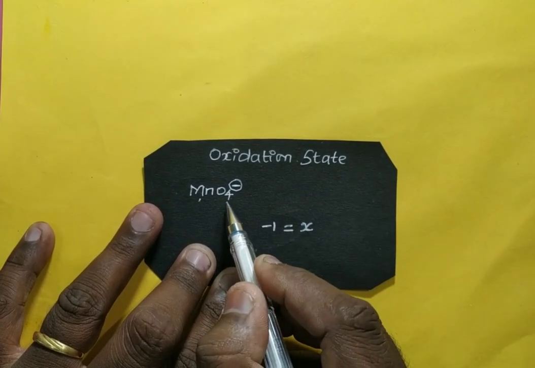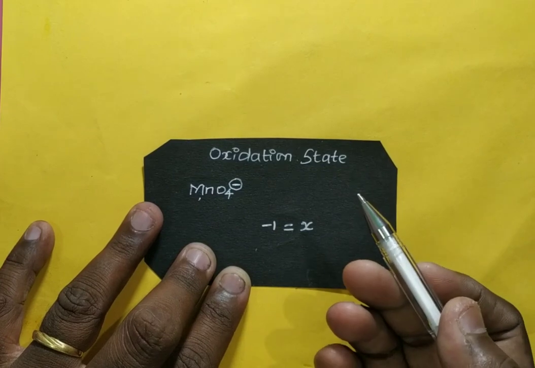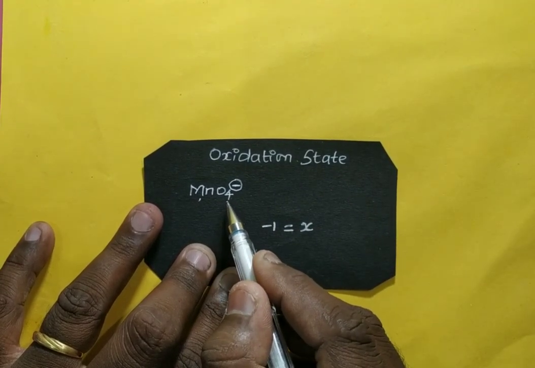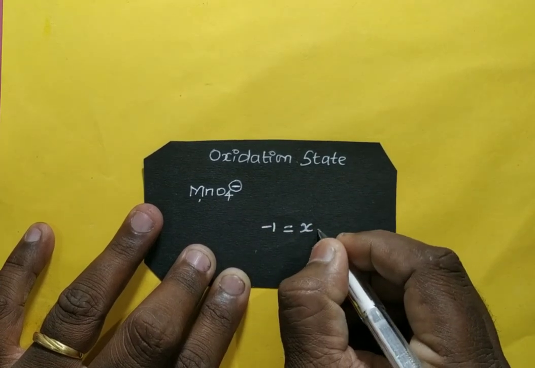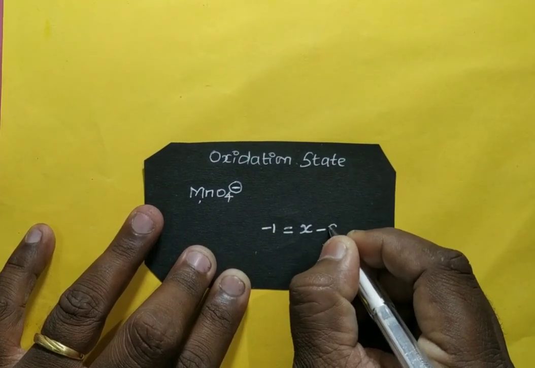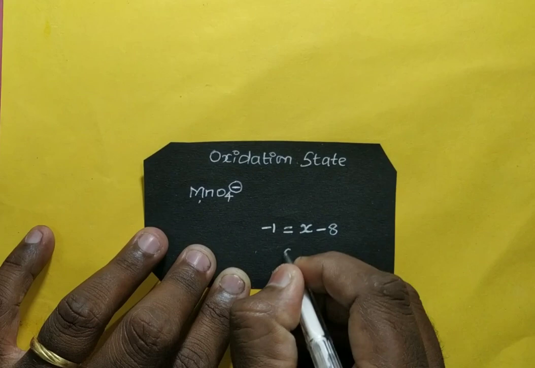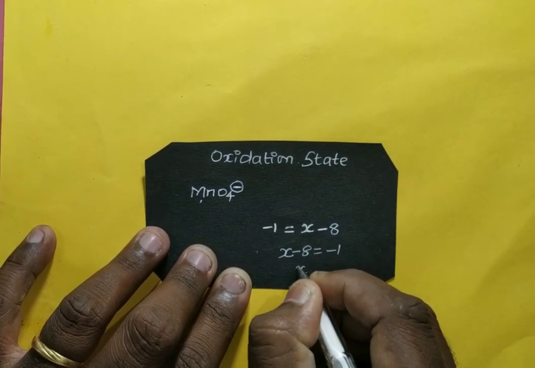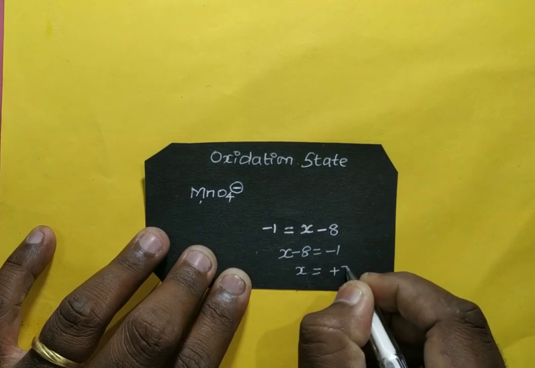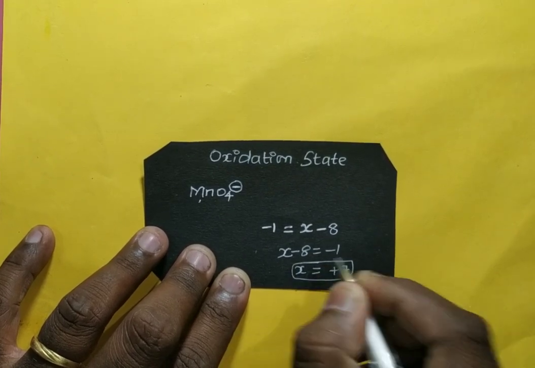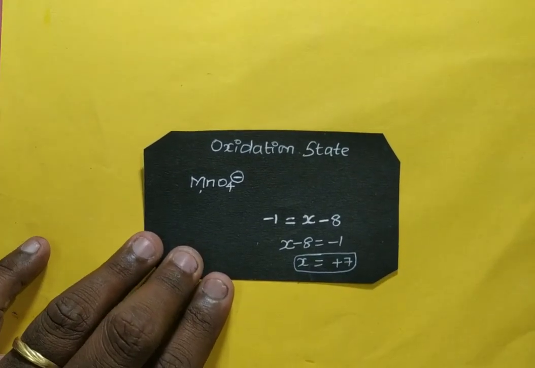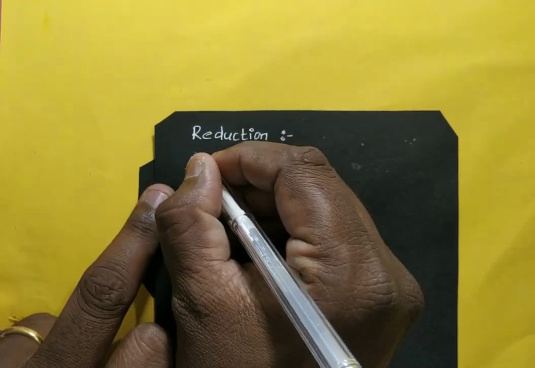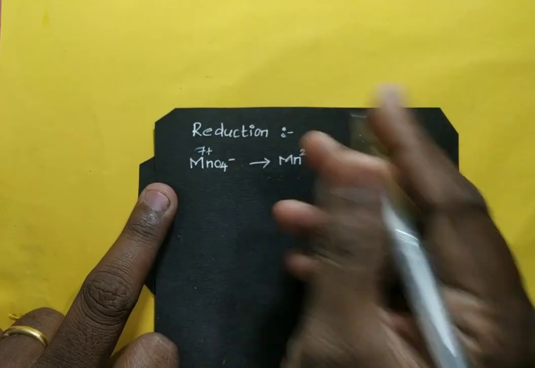For one oxygen the oxidation state is -2. Here we have 4 oxygens, so 4 into 2 is -8. X minus 8 is equal to -1, so X is equal to +7. Are you able to understand, students? Here the oxidation state of manganese is 7 plus.